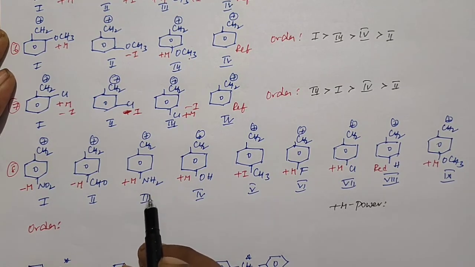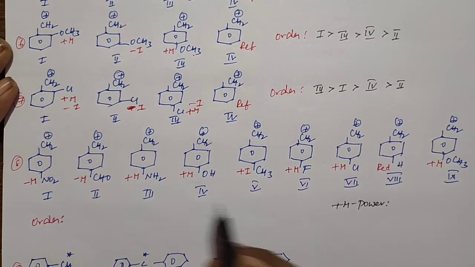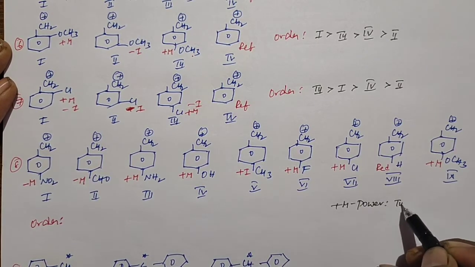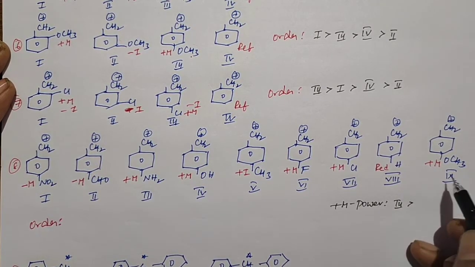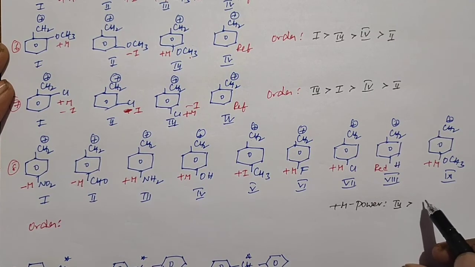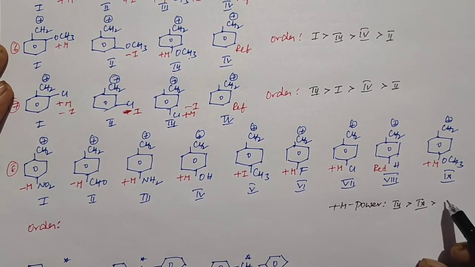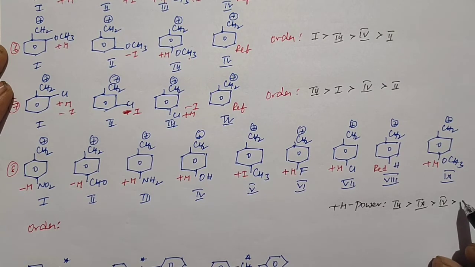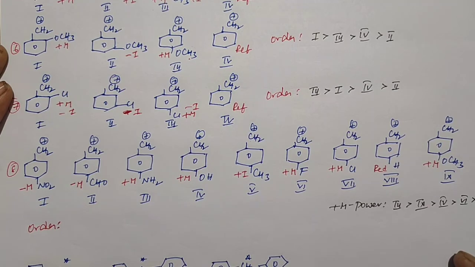NH2 shows the maximum plus M power. After that, methoxy shows the next highest plus M power. After that OH, after that fluorine, after that chlorine, then the reference. So this is the order of plus M power. If you take the order of minus M power, only two groups show minus M power. NO2 has more minus M power than the aldehyde group.